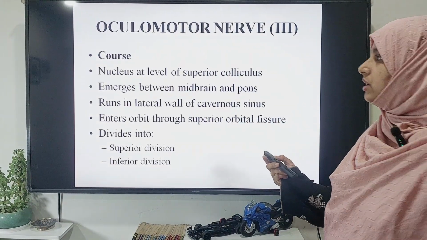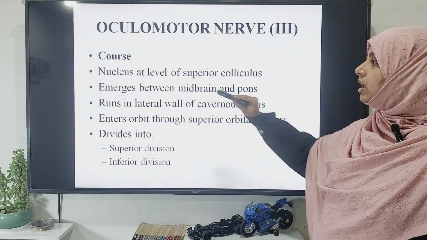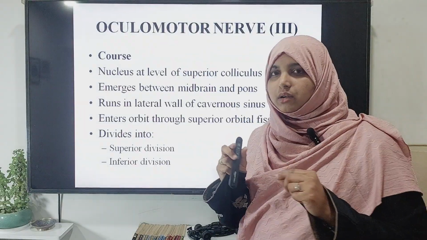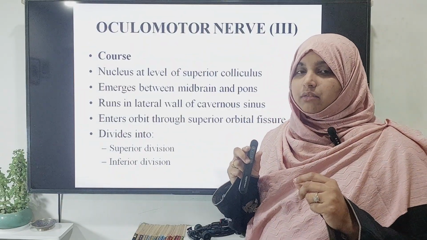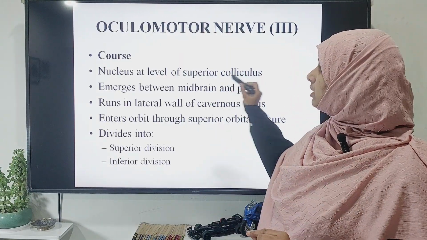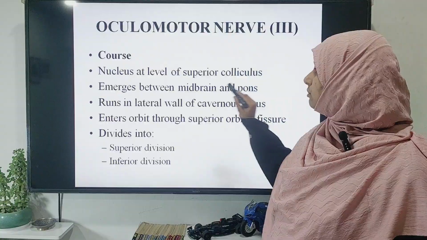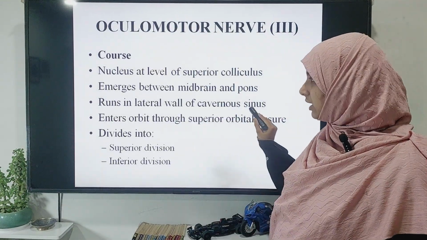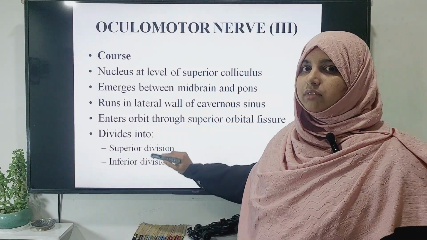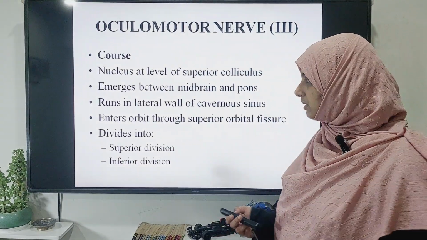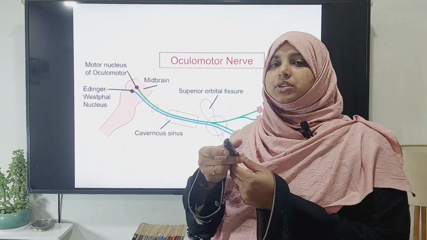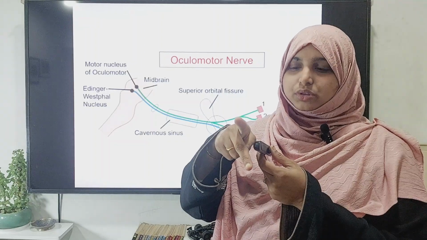The first nerve is the oculomotor nerve. We know the nucleus is at the level of the superior colliculus, a part of the midbrain, where we had the motor nucleus of the oculomotor nerve. It emerges between the midbrain and the pons, runs in the lateral wall of the cavernous sinus, enters the orbit through the superior orbital fissure, and then divides into superior and inferior divisions. We are encountering this for the first time.